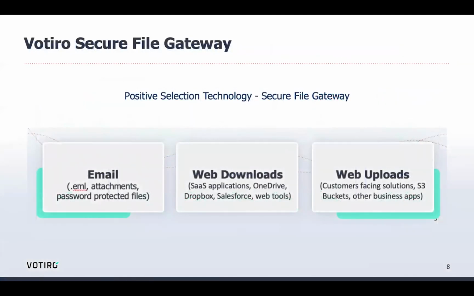And we have the Votiro Secure File Gateway. It uses what we refer to as positive selection technology. Then we have the Secure File Gateway for email, Secure File Gateway for web downloads, and Secure File Web Gateway for web uploads. Email, even the password protected files, same way with web downloads. We work with password protected files. We work with really any web-based website, Dropbox, Box, any file sharing. And then web uploads. We have integration with S3 buckets. We have APIs that we can integrate with pretty much any file upload portal that our customers are building, and we have integration with third-party products also.